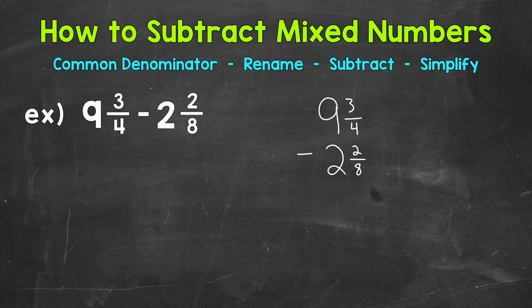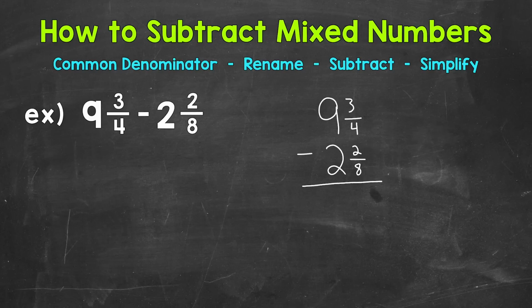So what I'm going to do, I'm going to subtract the fractions first and then the whole numbers. Now when we subtract fractions, we need a common denominator. So as we have the problem written out now, we have a denominator of 4 and a denominator of 8. So we can't subtract quite yet.